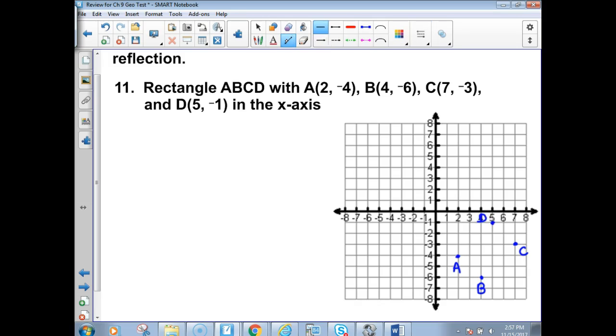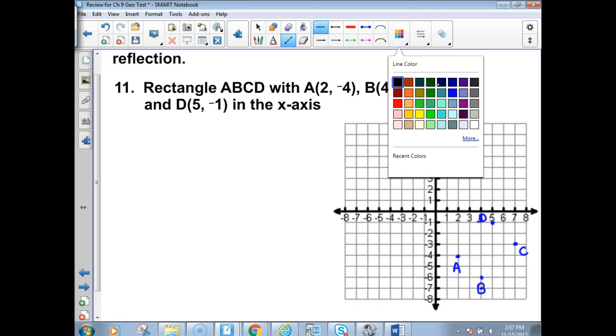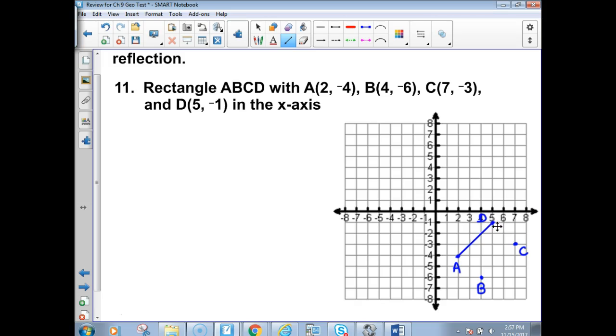Okay, so we're going to obviously be making something four-sided. Go ahead and draw it. Looks like it's probably a rectangle. Then next, we're going to go ahead and say, well, what are we doing? We're going to reflect it in the x-axis. The x-axis is the horizontal axis. So I'm going over this line.